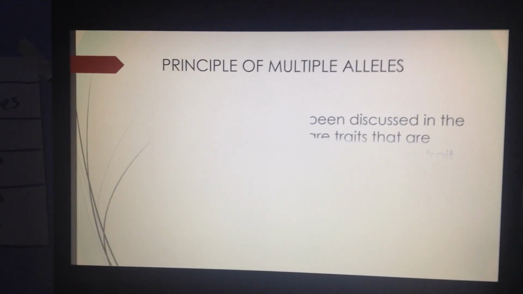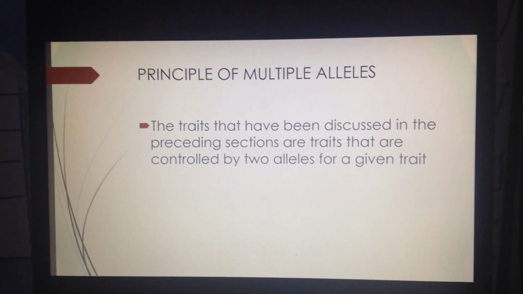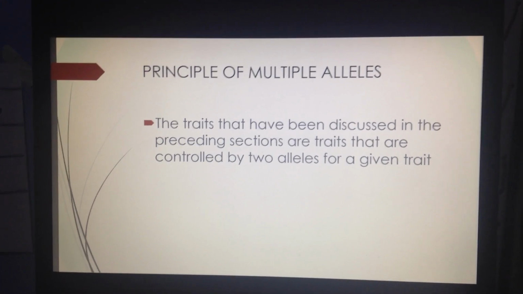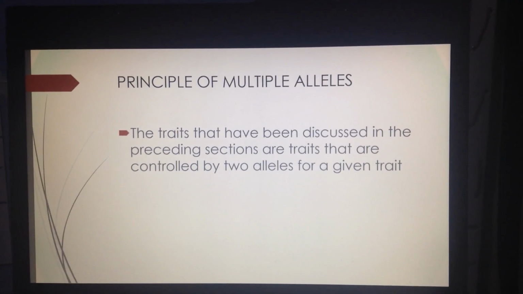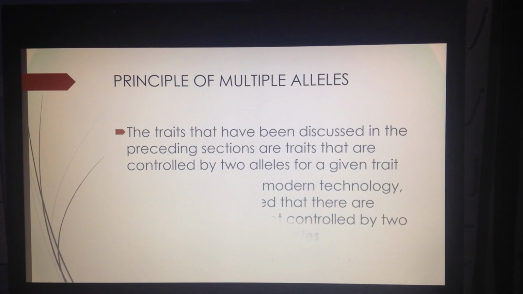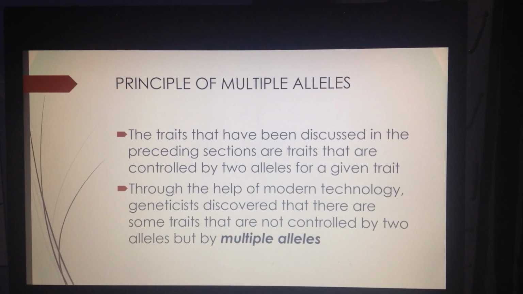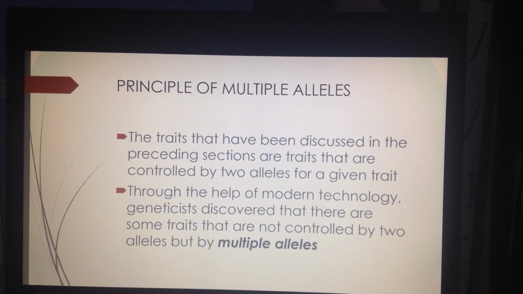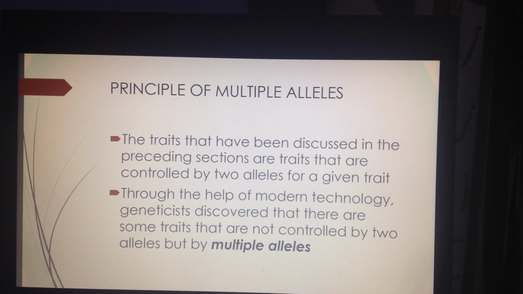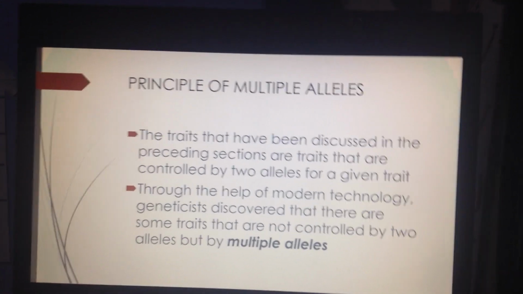Now, let's move on to the principle of multiple alleles. The traits that have been discussed in the preceding sections are traits that are controlled by two alleles for a given trait. Through the help of modern technology, geneticists discovered that there are some traits that are not controlled by two alleles, but by multiple alleles.